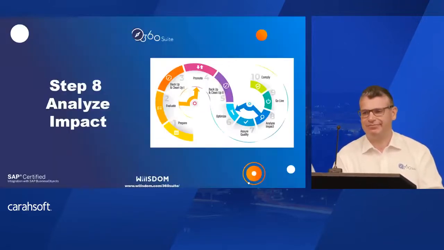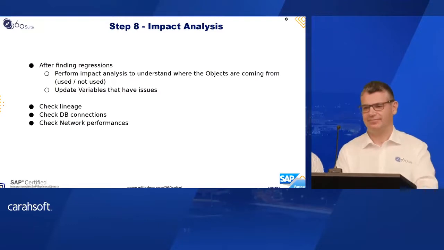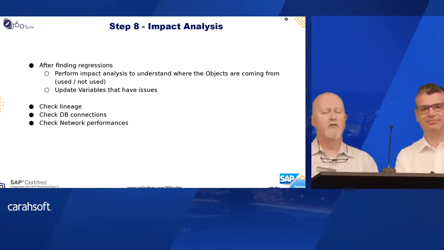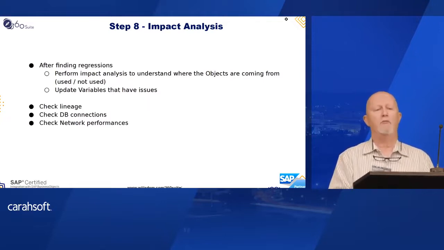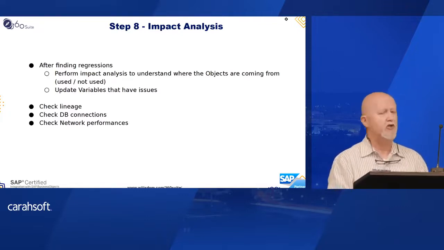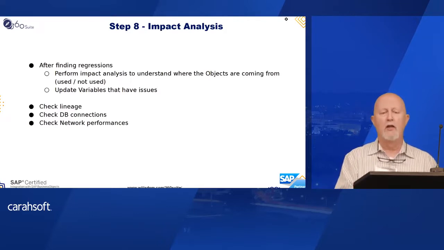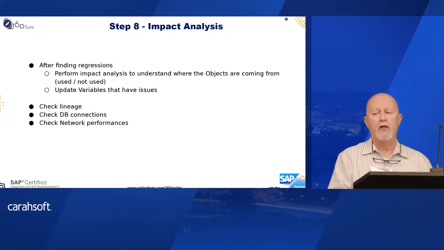Step number 8, impact analysis. So we have 360 Bind. You're actually playing the role of that product right now, and yes, you will find regressions. They can be of different kinds. Let's take the example of a calculation engine change. That's not unheard of. Now, that's fine, but there's a problem. How do you fix it, right?